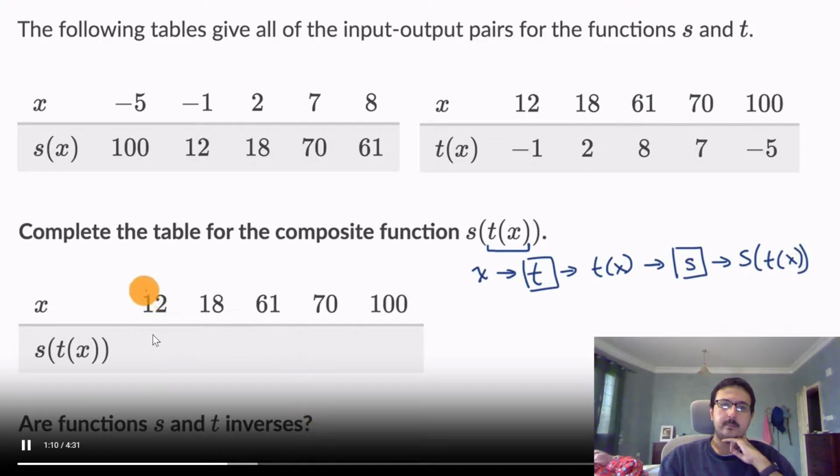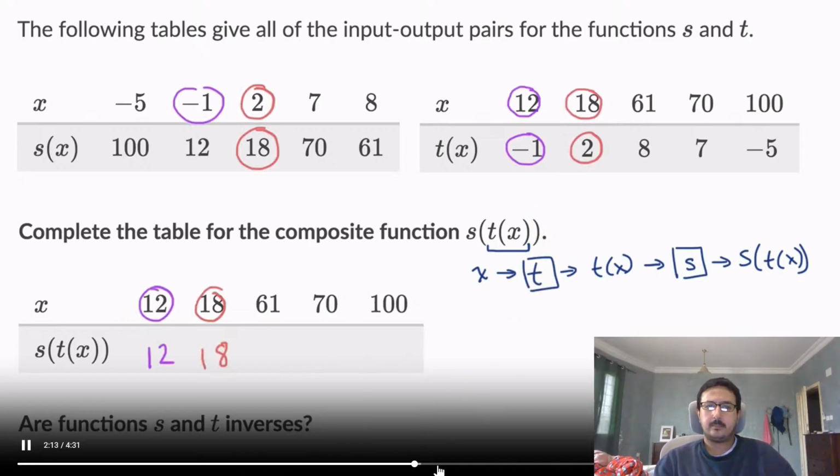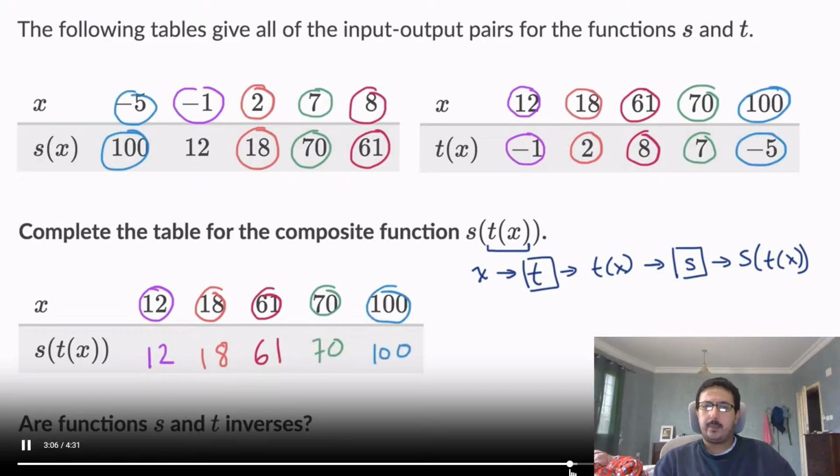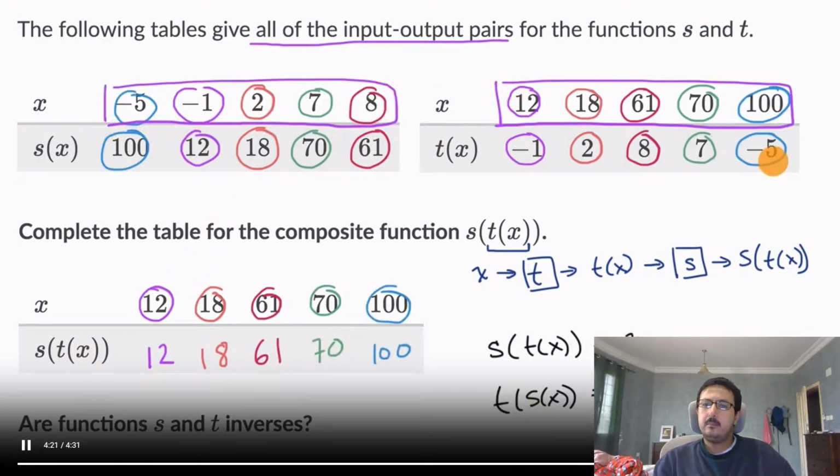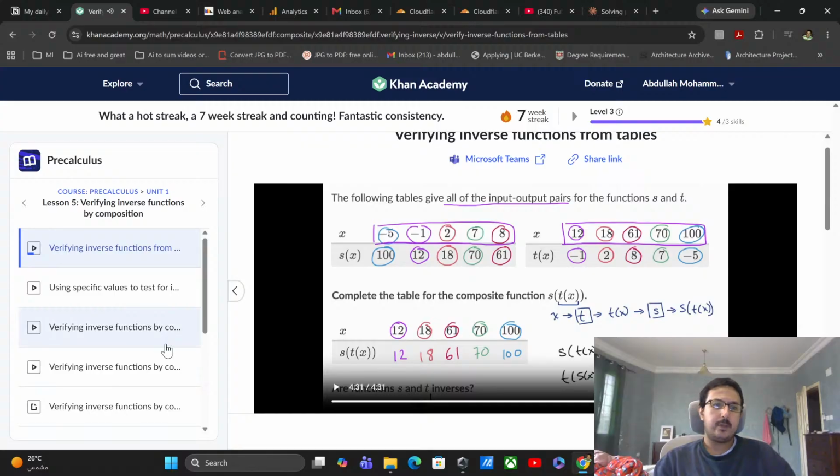So what we're going to do is first take these values, put them into the function t, figure out 1 over 100. Okay, it's an inverse. Then the function s, the inputs. It's an inverse. The functions are inverses. Inverses. Okay.